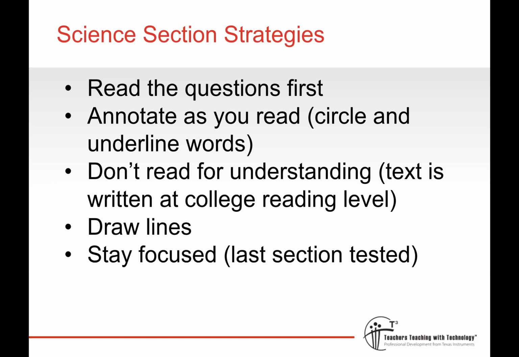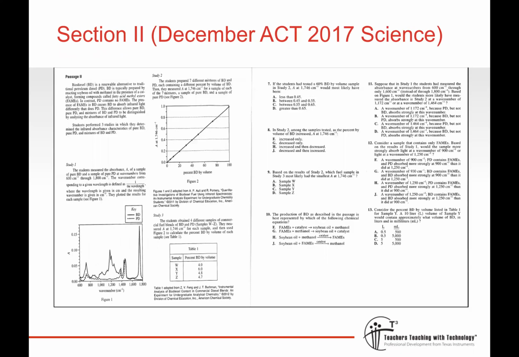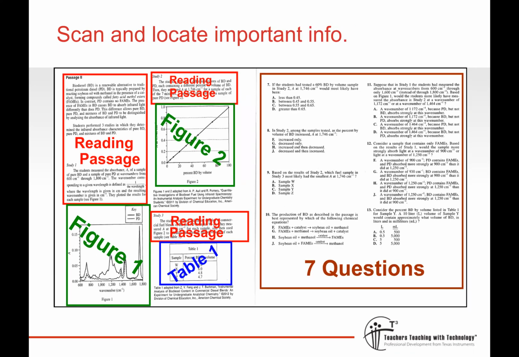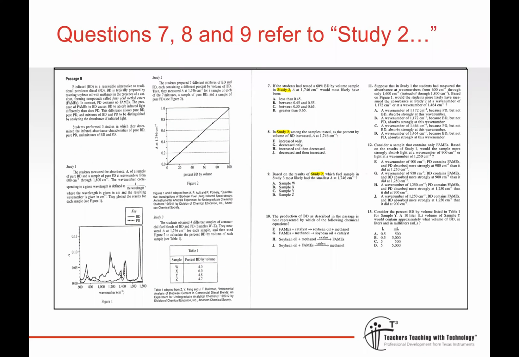Okay, let's look at another passage and kind of practice these again. So here's passage number 2. And you'll notice on the left-hand side, we'll see 3 different reading passages and 2 figures and 1 table. But again, do not read it. Go directly to the questions, right? And when we look at it, we can see that the first 3 questions are talking about study number 2. And so we're just gonna go right to study 2 and try to figure out what's being asked, okay?